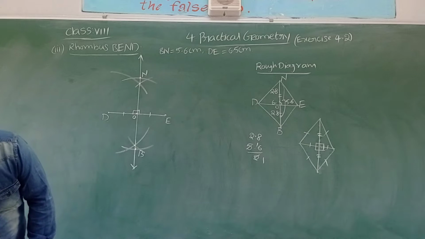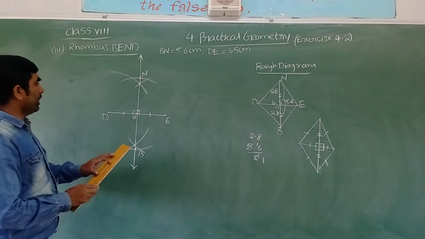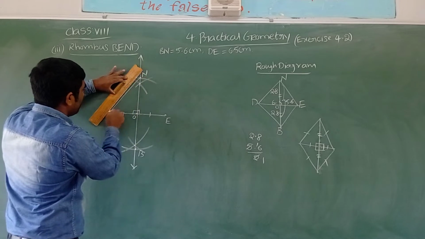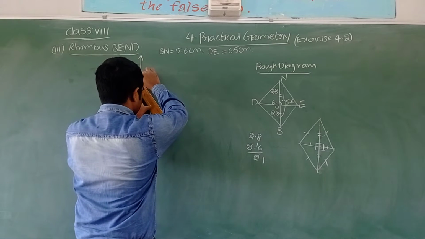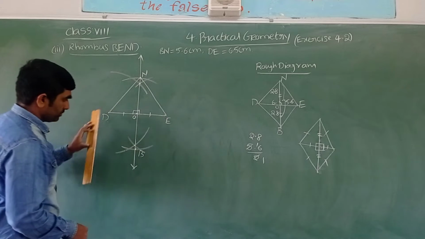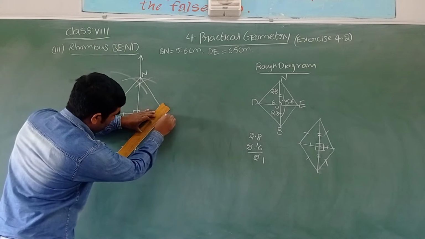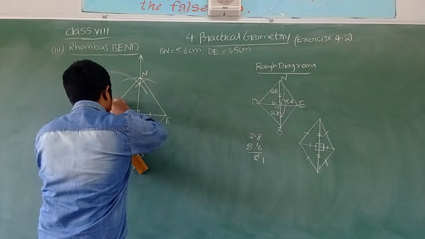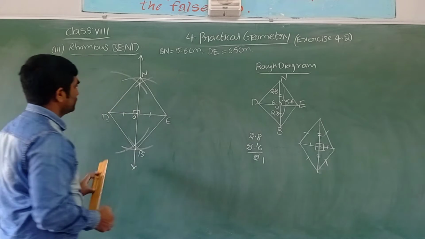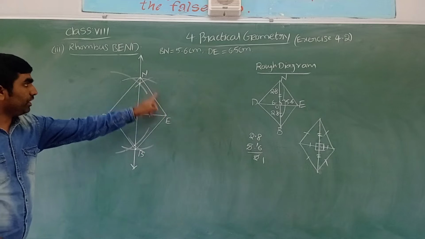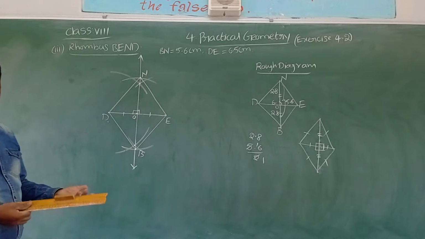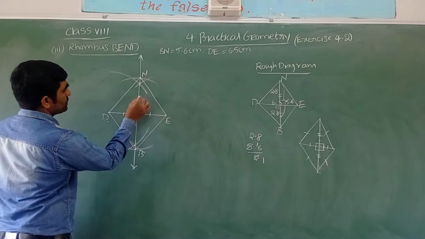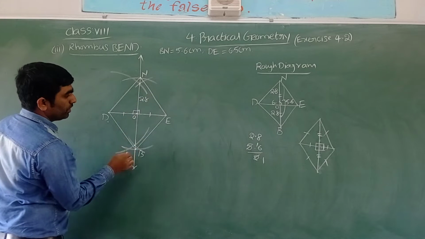Now we can join DN and DB with the help of a ruler. D to N and N to E with the help of a ruler. Again you can join E to B and D to B with the help of a ruler. Now we can see BEND, the required rhombus, is ready. What is the length of O to N? Which is 2.8. And this one also is 2.8.